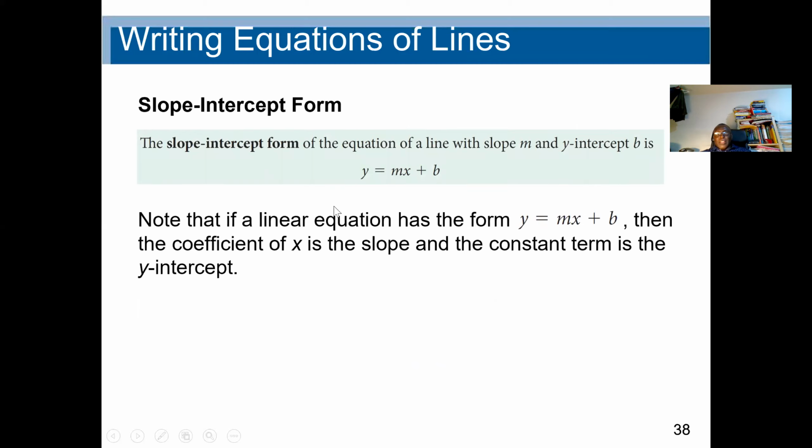Then we also have the slope-intercept form, which is y = mx + b. Point-slope is y - y1 = m(x - x1).